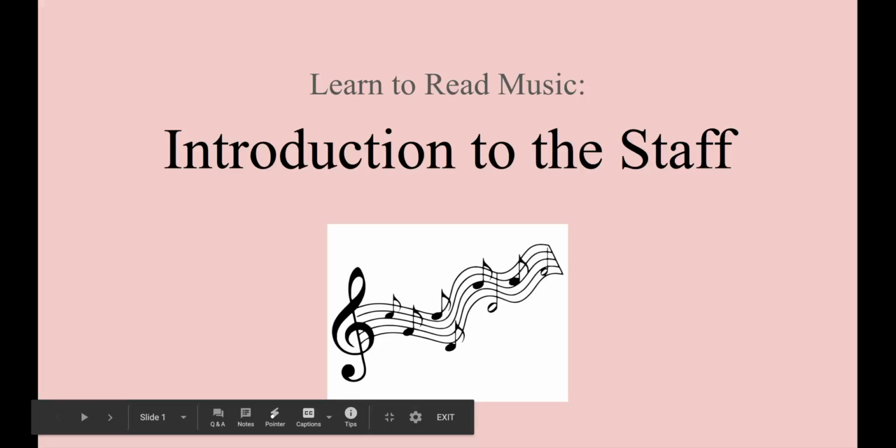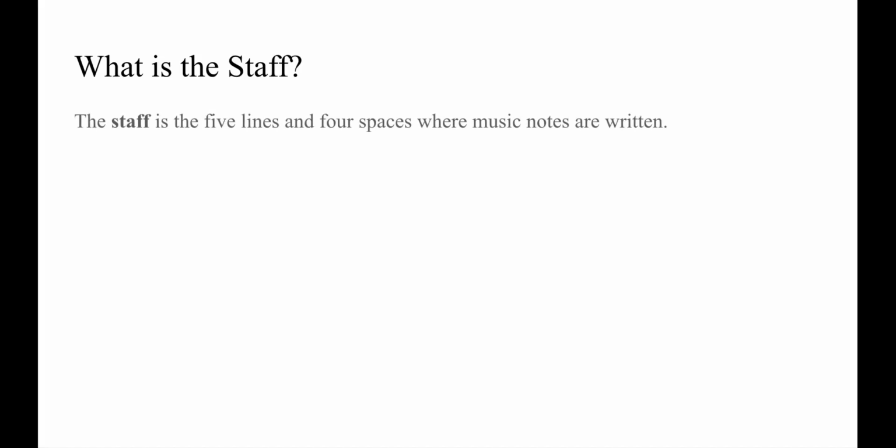So today's lesson is going to be an introduction to the music staff. We'll start off with a very simple definition of the staff. And this is the definition that I have told you before when we were in school, and I also mentioned it in our video of Song for Christine. So you may remember the staff is the 5 lines and the 4 spaces where music notes are written.